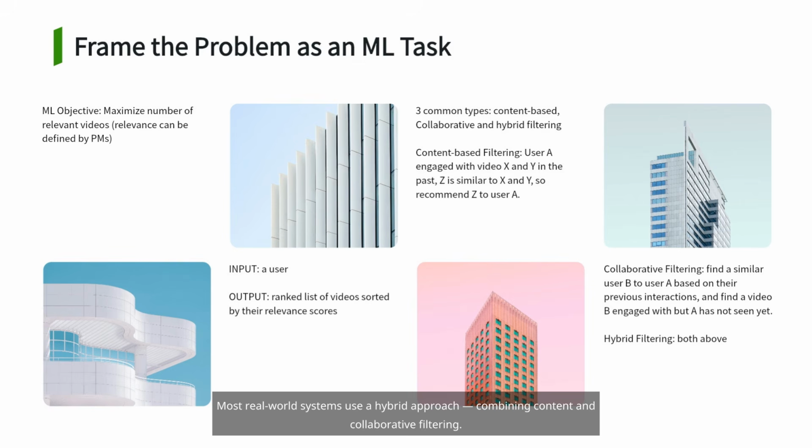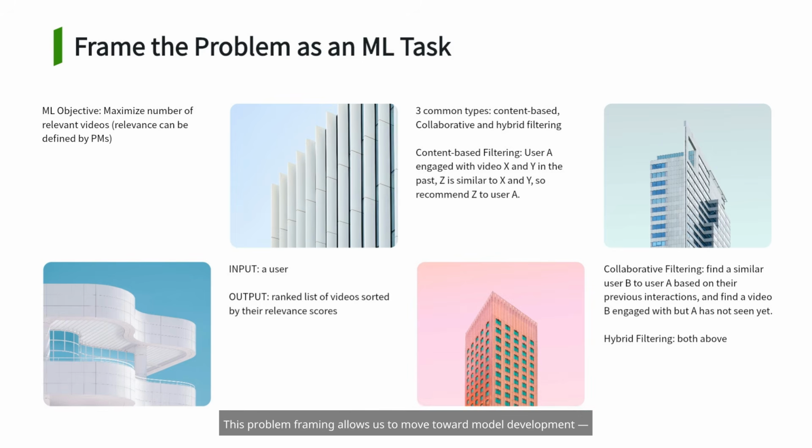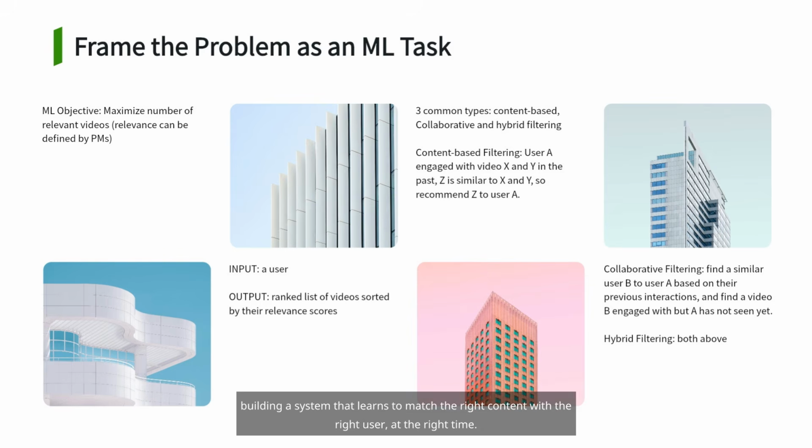Hybrid filtering. Most real-world systems use a hybrid approach, combining content and collaborative filtering. This helps overcome the limitations of either method alone, especially with cold start or sparse interaction data. This problem framing allows us to move toward model development, building a system that learns to match the right content with the right user at the right time.